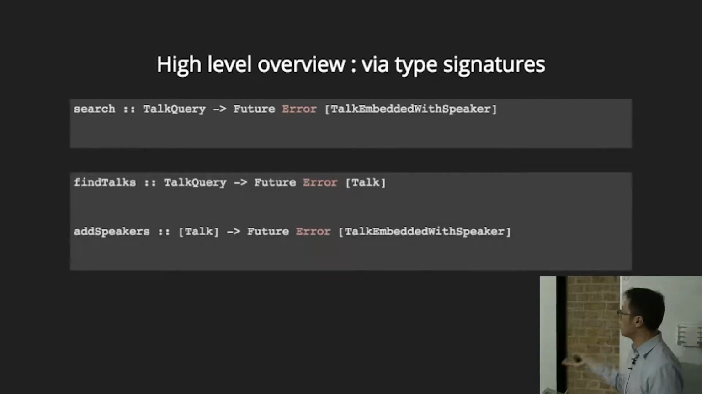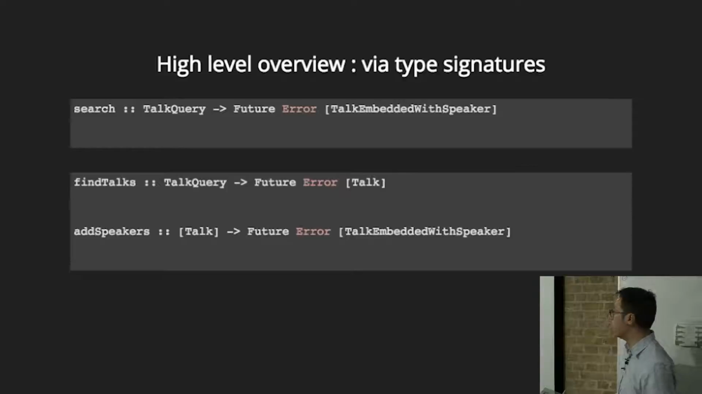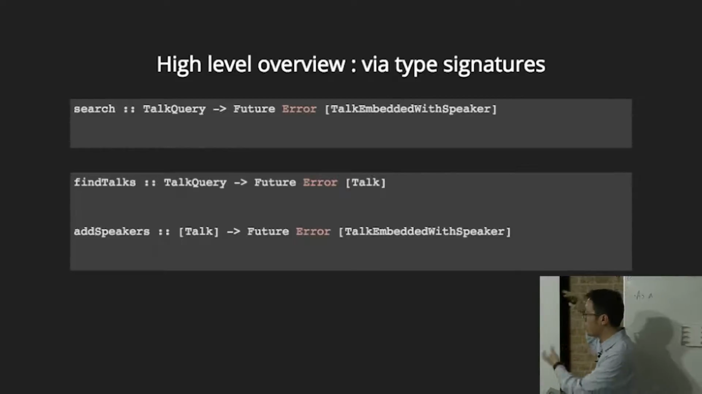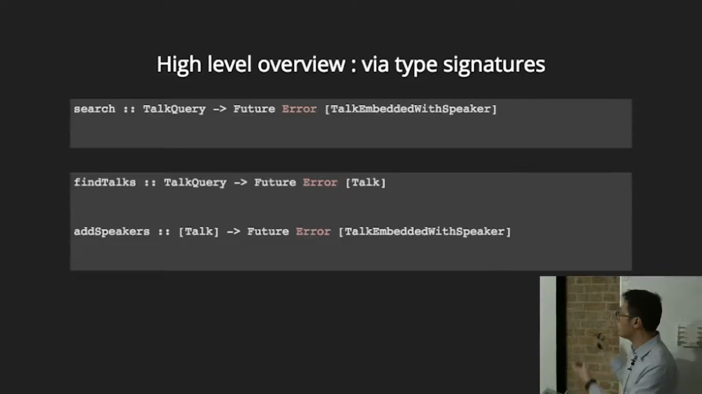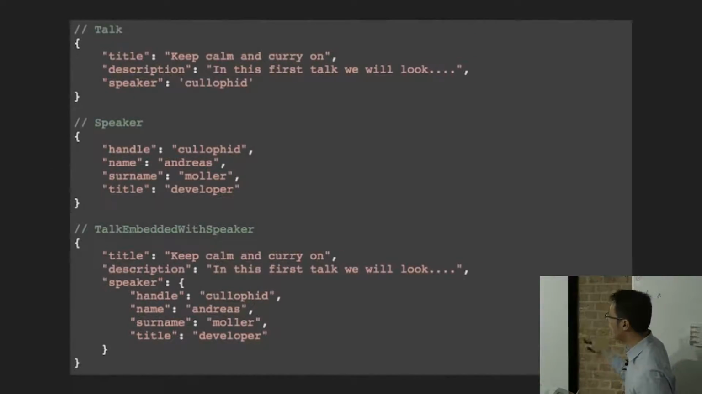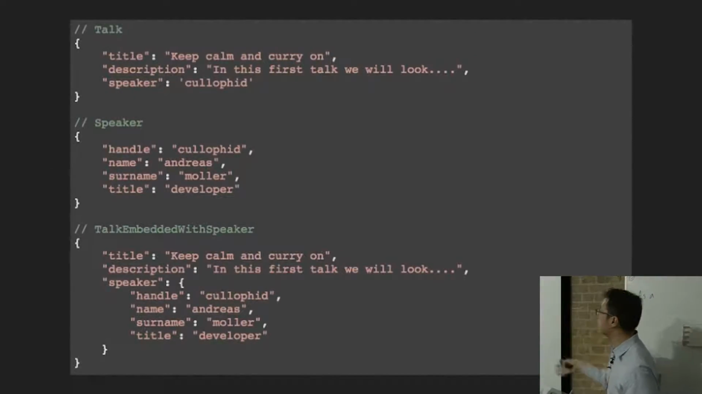Then we have our second operation, which takes that list of talks, performs another query against our Mongo data store, and embeds the speaker data into that list of talks. You can see how we can compose and combine all these operations to finally fit the type signature of our complete service. Now a quick overview of the data that we're dealing with here.